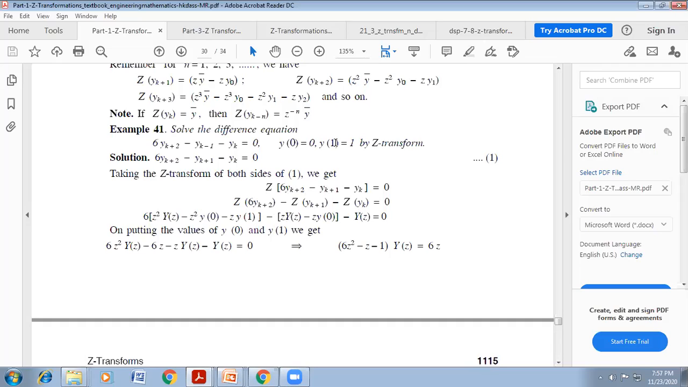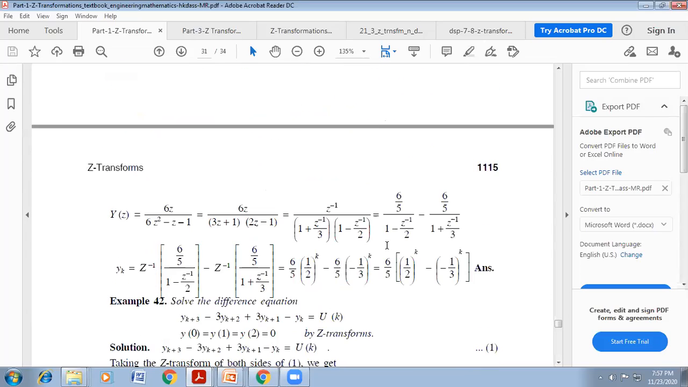Now putting the initial values: y0 equals what? 0, and y1 equals what? 1. Using this in this equation, we get 6z square yz minus 6z minus z yz minus yz equals 0. Then taking yz common, we get this. That means yz equals this, and this can be written as what? By partial fraction method, we can write this as 6 by 5 divided by 3z plus 1 and 6 by 5 divided by 2z minus 1.